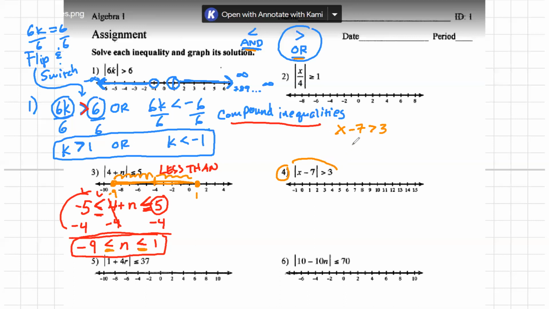Or. Copy the problem as is. x minus 7 is greater than 3. And since it's greater than, I'm going to do "or." My second equation is going to be separate. Or x minus 7 is, what do I have to put for the rest, guys? Less than -3. I have to flip this sign and make this negative. Okay, flip and switch. So I flipped the greater than, made it less than, and then put that negative.